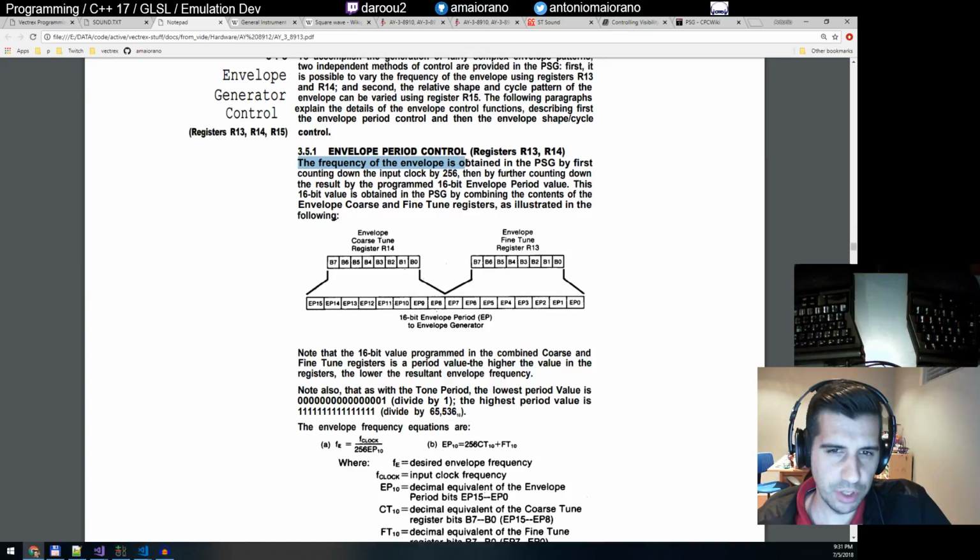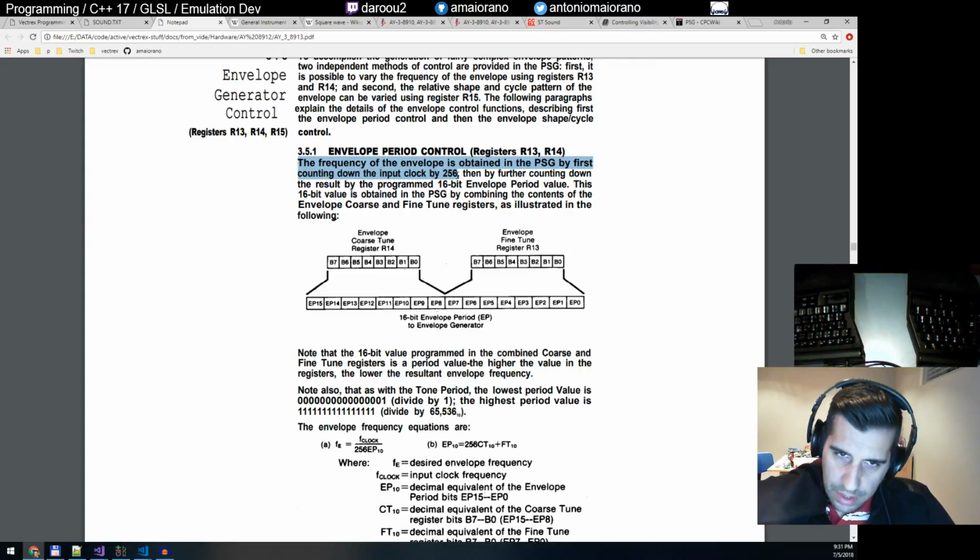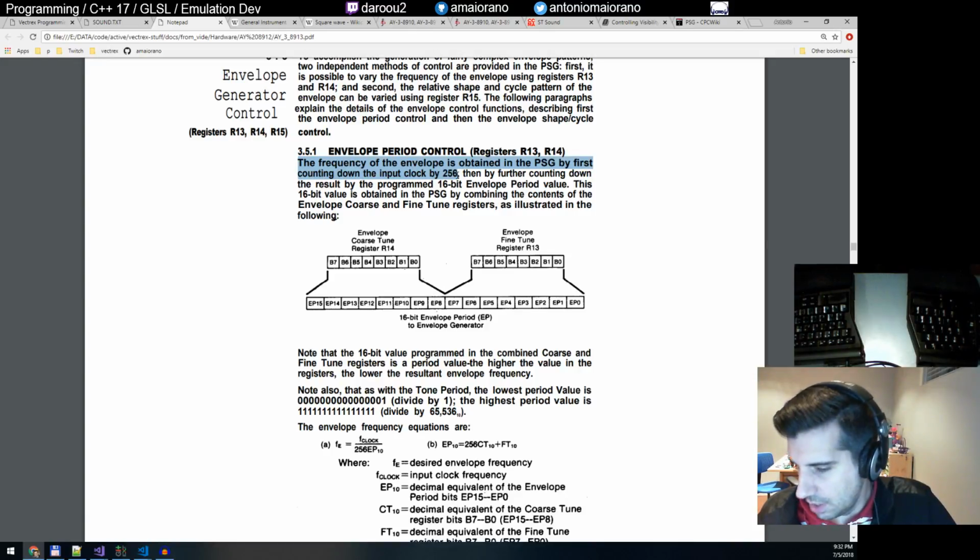The frequency of the envelope is obtained in the PSG by first counting down the input clock by 256. Okay, so I think that's what they mean. So we have the top level divider. That is already doing 16. Oh, that's interesting.